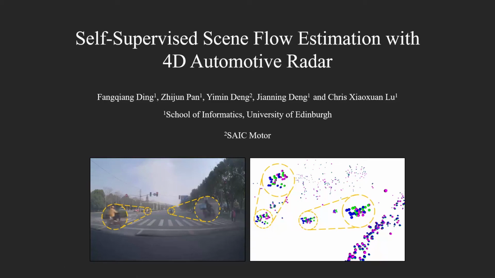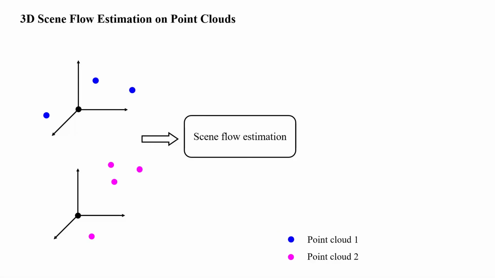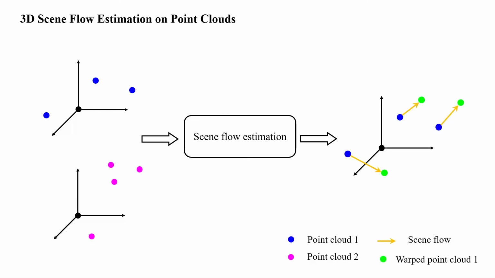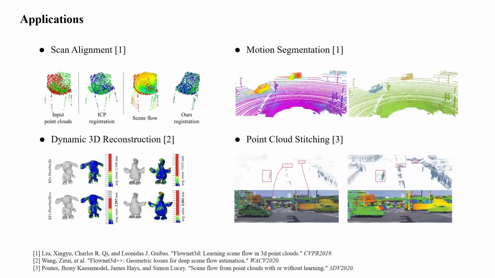Hi, I'm Zhijun. In this video, I present our work, Self-Supervised Scene Flow Estimation for the Automotive Radar. The input is two consecutive point clouds for 3D scene flow estimation. The output is a set of flow vectors which describes the displacement of points from cloud 1 to cloud 2.